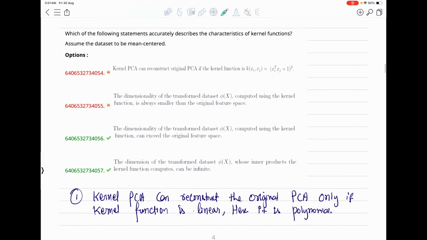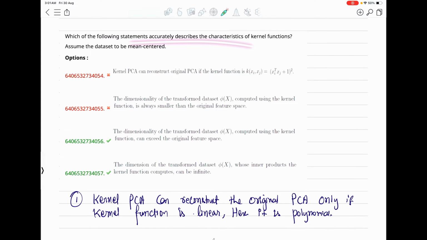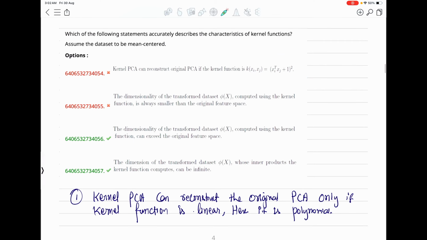I hope you got this. Now, next question. Which of the following accurately describe the characteristic function of kernel functions? First, kernel PCA can reconstruct original PCA if the kernel function is this. This is polynomial, right? So our kernel PCA can be reconstructed to original PCA only if the kernel function is a linear function, but here it is a polynomial function, so we can't reconstruct our original PCA.